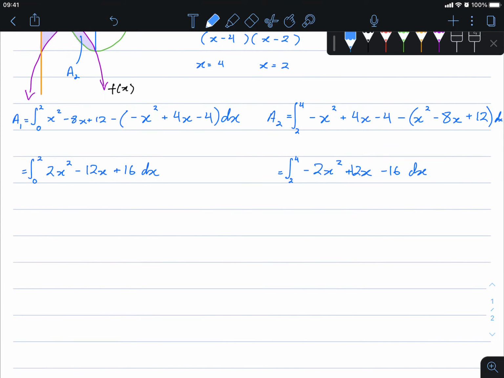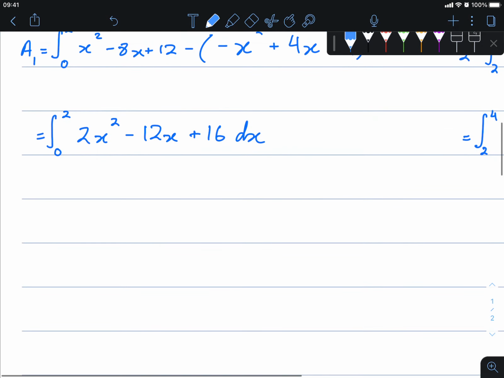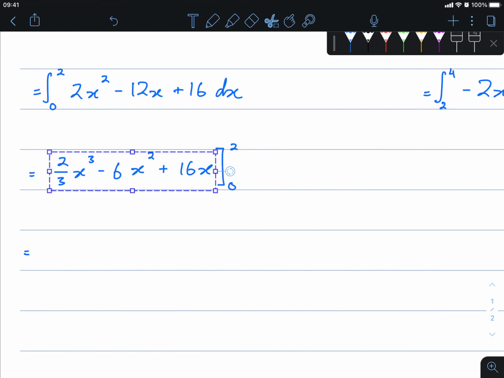Go ahead, pause the video and give this a go, or you can skip right to the end to find the solution. So here we go. Increase the power by 1, divide by the new power, not forgetting the current coefficient, minus, increase the power by 1, divide by the new power, negative 12, minus, divide 2, 12 divided by 2 is 6, plus 16x from 0 to 2. Now it's just a matter of calculator work.